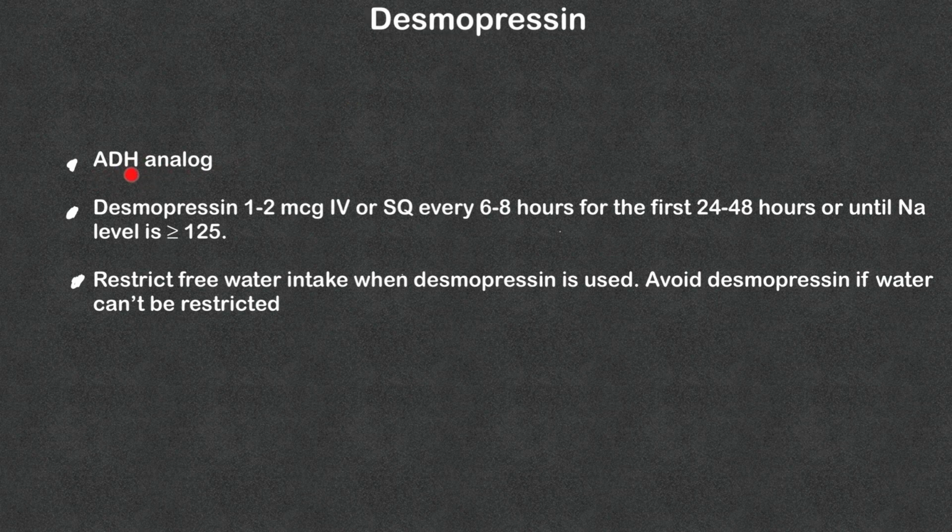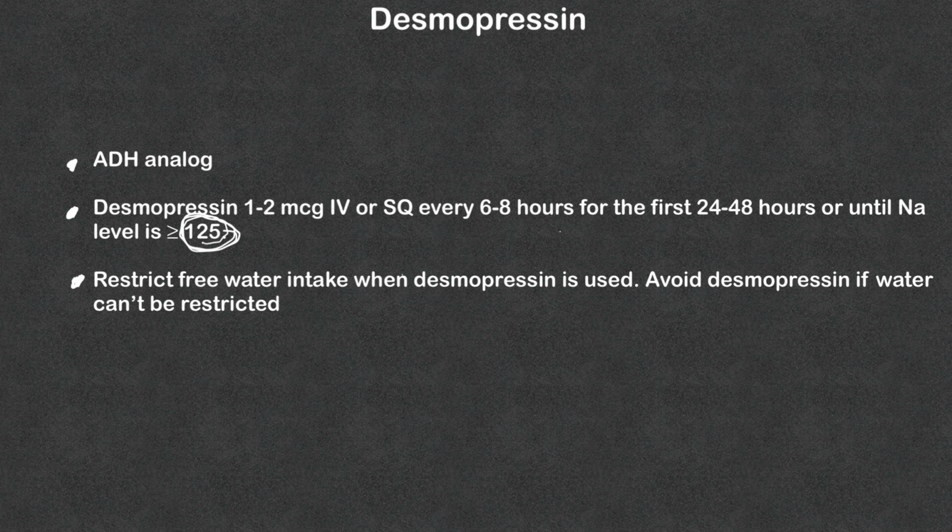Let's talk about desmopressin. Desmopressin is an ADH analog given as 1 to 2 mcg IV or sub-Q every 6 to 8 hours for the first 24 to 48 hours, or until sodium level is equal to or more than 125. Remember that. Once the sodium is there, this is the safe level, I call it. Once it's there, we do not really need to worry or use the slowing therapy. We do not need to use the desmopressin.